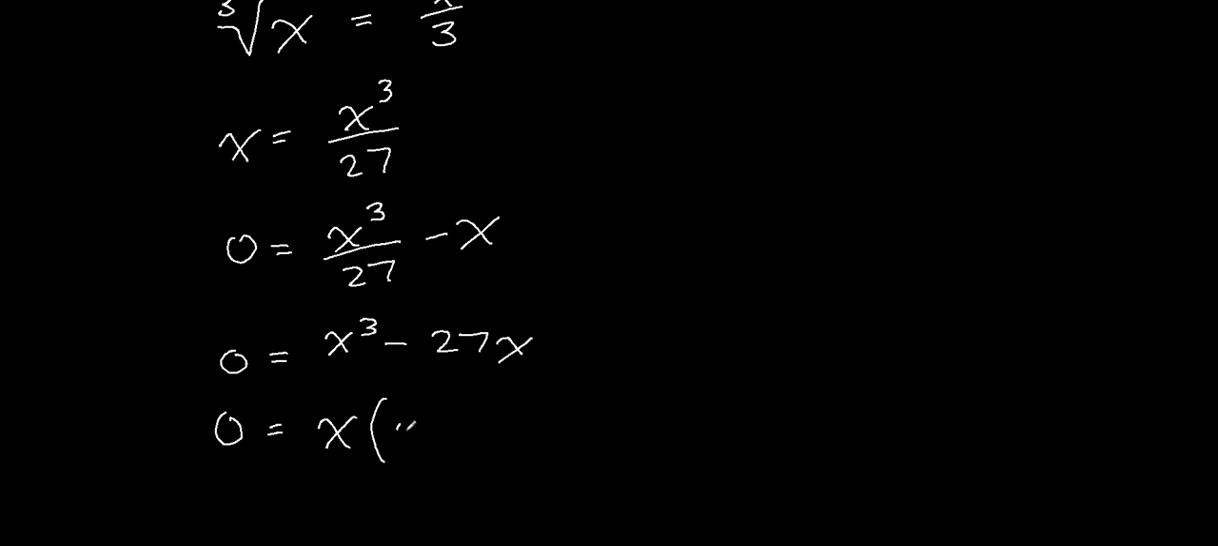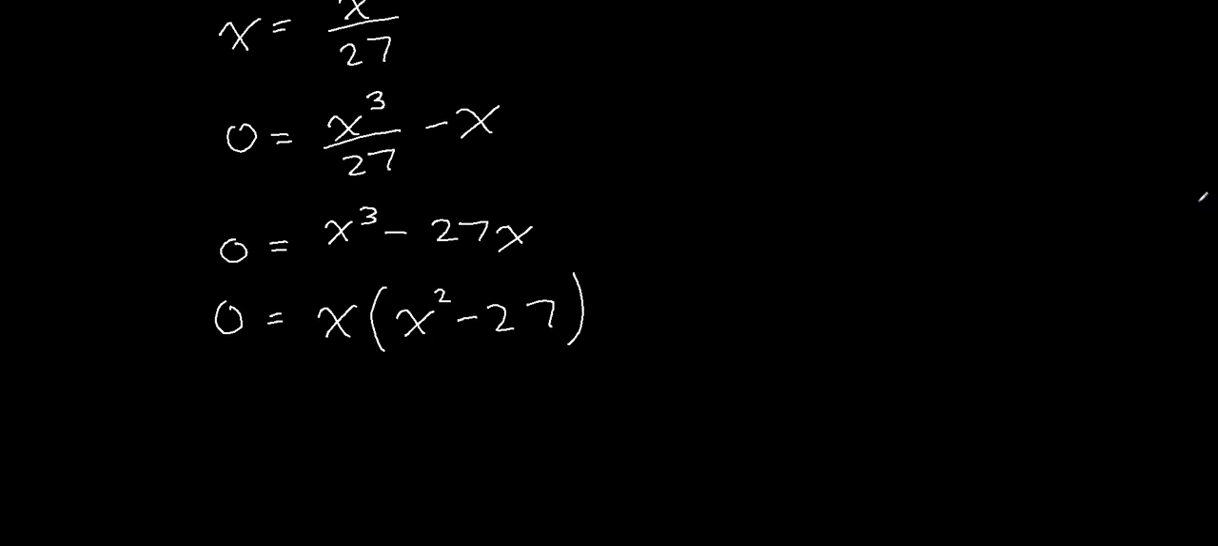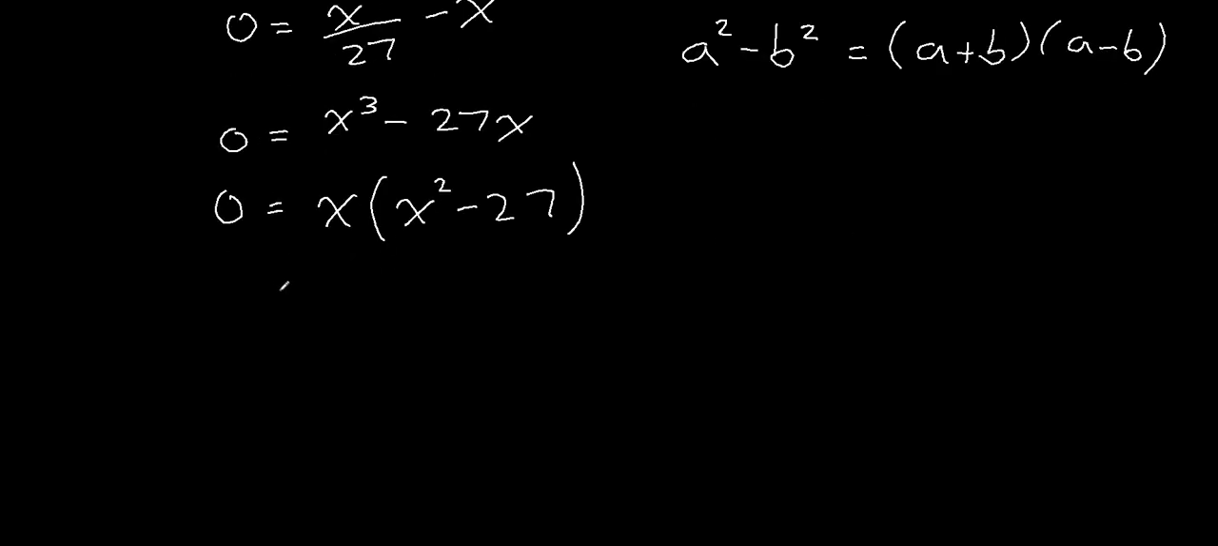x times bracket x squared minus 27. Now when you have a difference of squares, you can actually factor it. So if you had, for example, a squared minus b squared, you can factor it into a plus b and a minus b. So this would factor into x plus root 27 and x minus root 27.